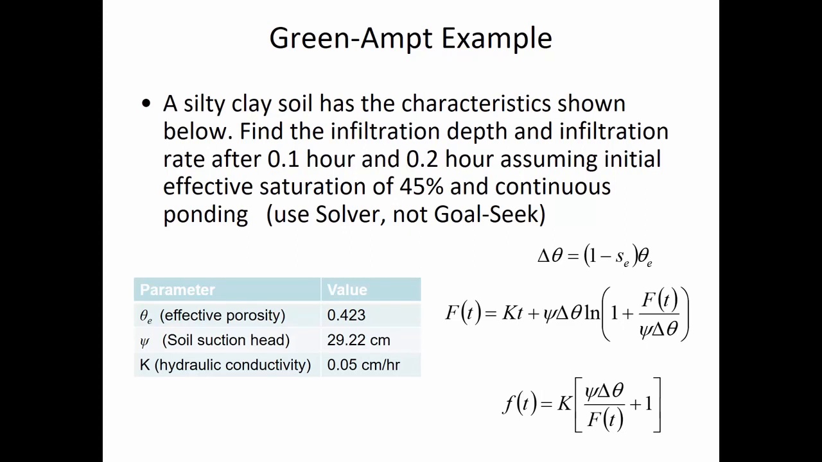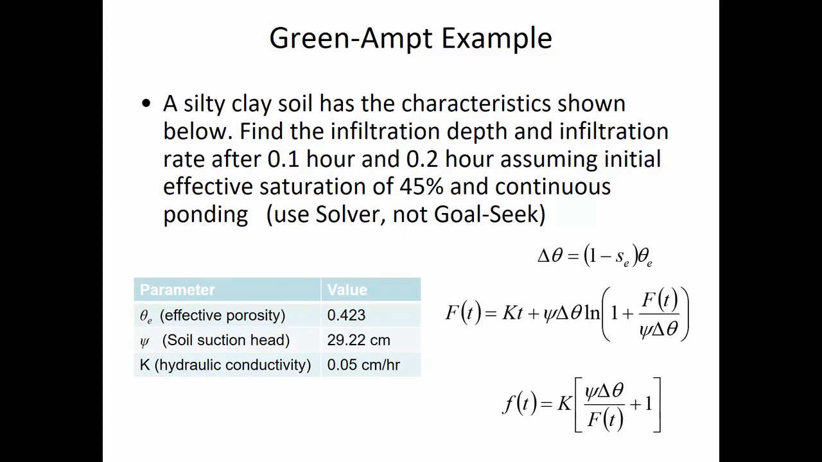So delta theta is 1 minus S sub E times theta sub E. So that is 1 minus 0.45 times 0.423. So that tells us that the water content is going to increase 0.23265 as it goes from the initial water content to fully saturated. That's how much storage capacity the soil has on a per unit volume basis. So right now, the space is mostly full with soil particles and existing moisture. So only 23% on a volumetric basis, 23% of that volume is available to absorb new water right now.